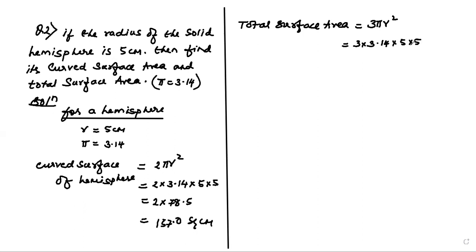Multiplying by 25, 5 fives are 25. Multiply by 100 divided by 4. So when I multiply by 100, 314 it becomes. When I divide by 4, it becomes 78.5. So 3 into 78.5. Are you getting me? So how much do you get? Simple. 3 fives are 15, children. 3 eights are 24, 25. 3 sevens are 21 plus 2, 23. This many square centimeter. Children, very simple, 235 square centimeter. I hope question number 2 is clear, children. Now we go to the next question.